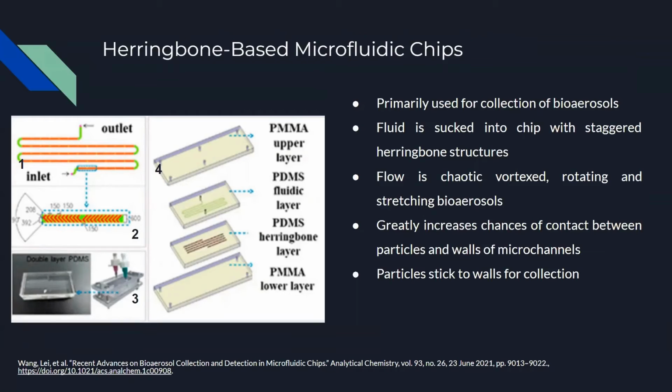Another method of extraction for airborne particles is herringbone-based microfluidic chips, which are primarily used for the collection of bioaerosols. First, a pump is used to continuously suck the fluid into the chip containing the staggered herringbone structures, depicted in image 2 on the left. These structures allow for a chaotic vortex of the fluid, causing the bioaerosols to rotate and stretch. This motion greatly increases the chances of contact between the particles and the walls of the microchannels. This contact results in the particles sticking to walls, allowing them to be collected later on.